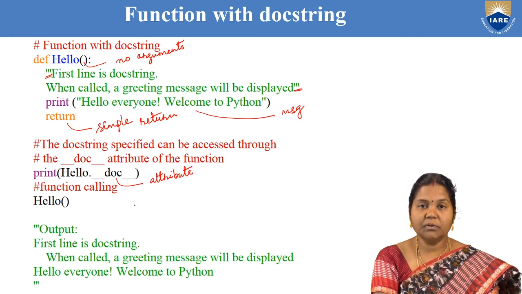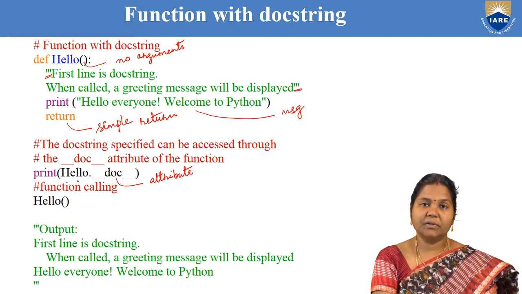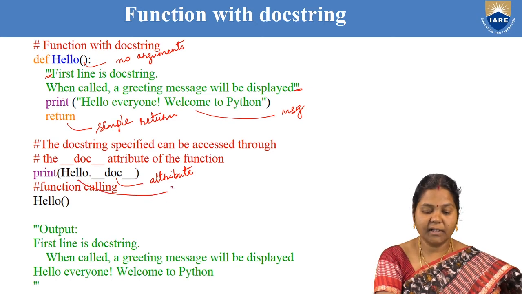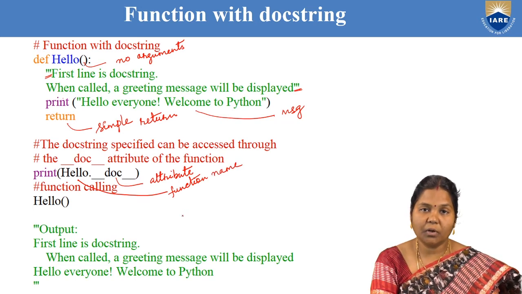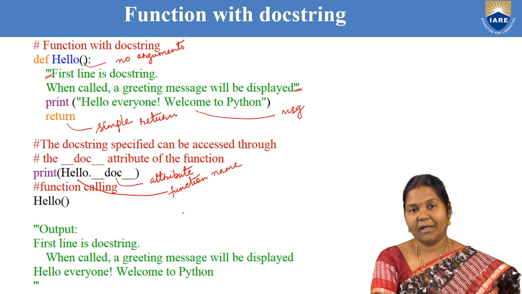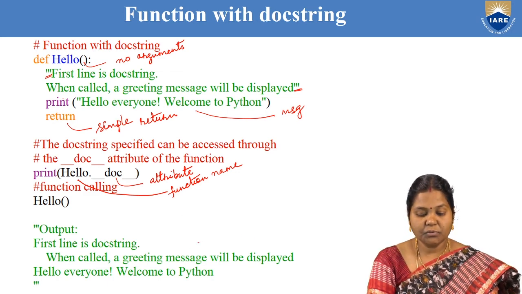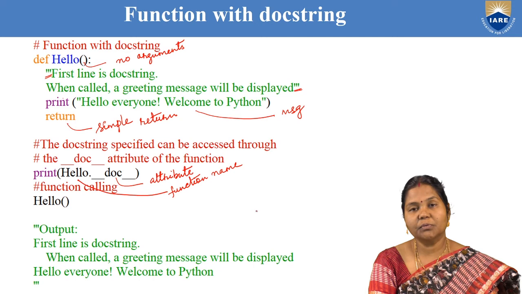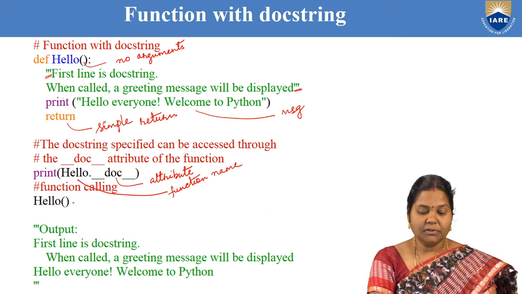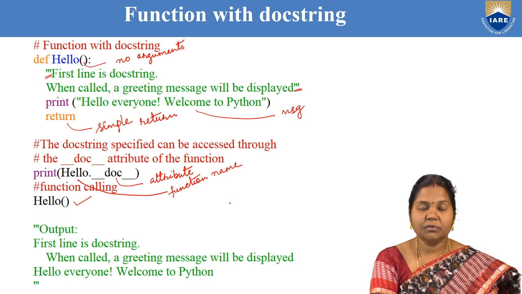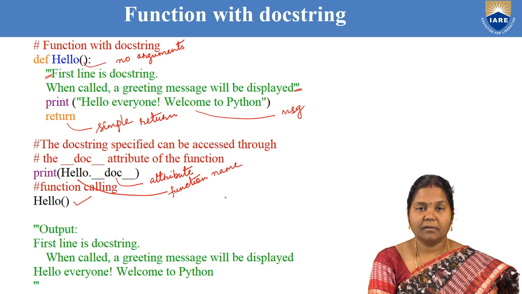So you can access this attribute: this is the function name, and this shows what documentation or docstring you have written in this function. So function name dot doc attribute. When you execute it, it will show you what documentation you have provided in the function. Next I am calling the function, so that the functionality for which you created this function is executed.